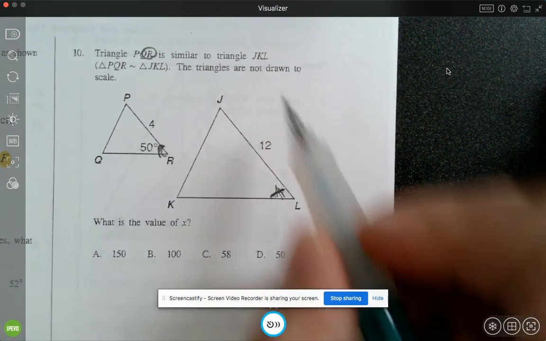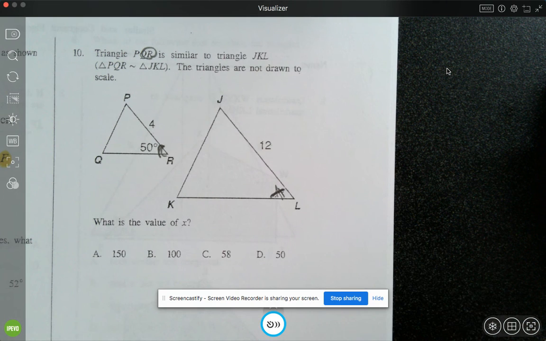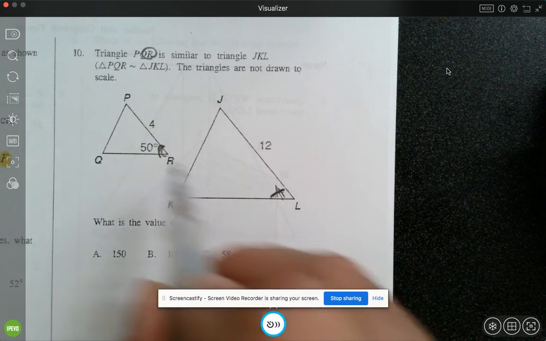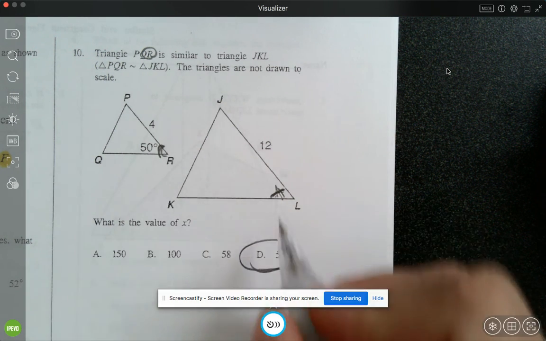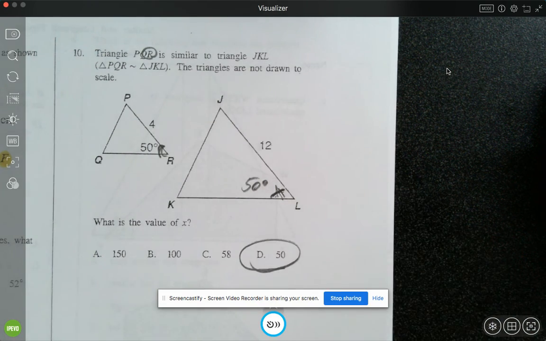So the angles are the same. So what do you think it is? It's got to be 50, right? Because the angles are the same if they're similar. So this one's also 50 degrees, like that.